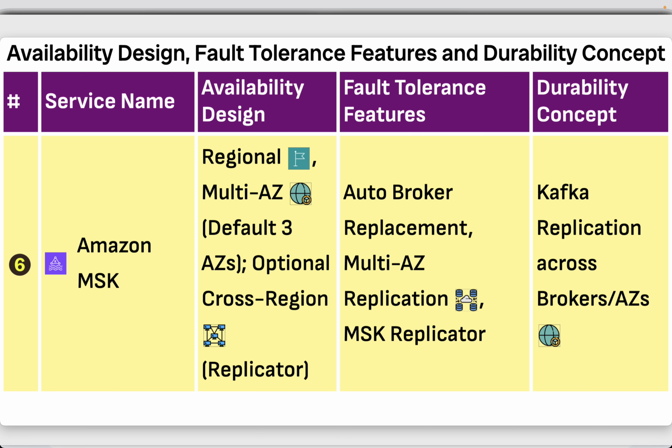Amazon MSK offers regional multi-AZ availability, default 3 availability zones, with optional cross-region capability via MSK Replicator. Fault tolerance includes auto broker replacement and multi-AZ replication. Durability relies on Kafka's native replication across brokers in different AZs.